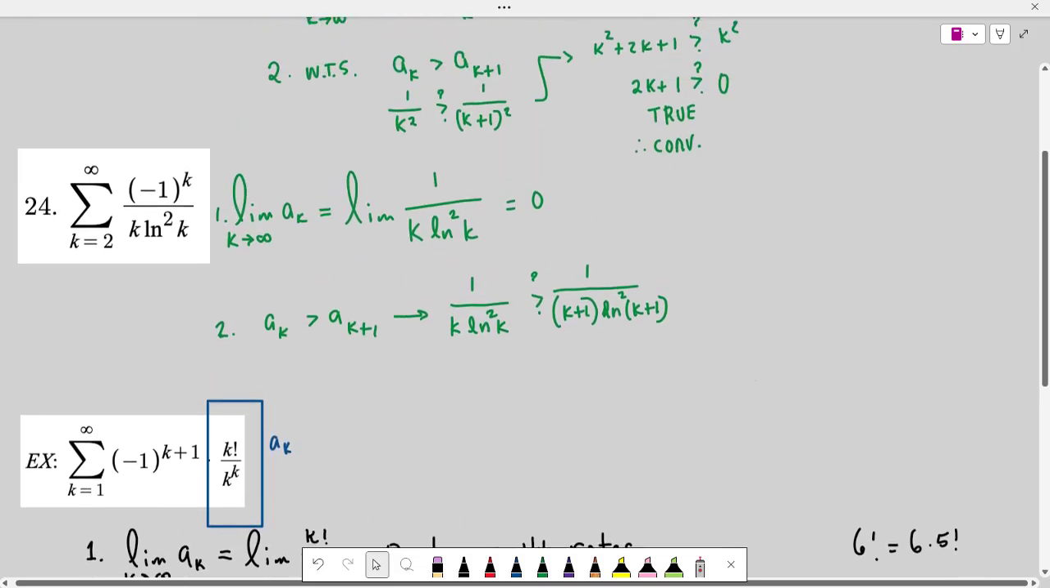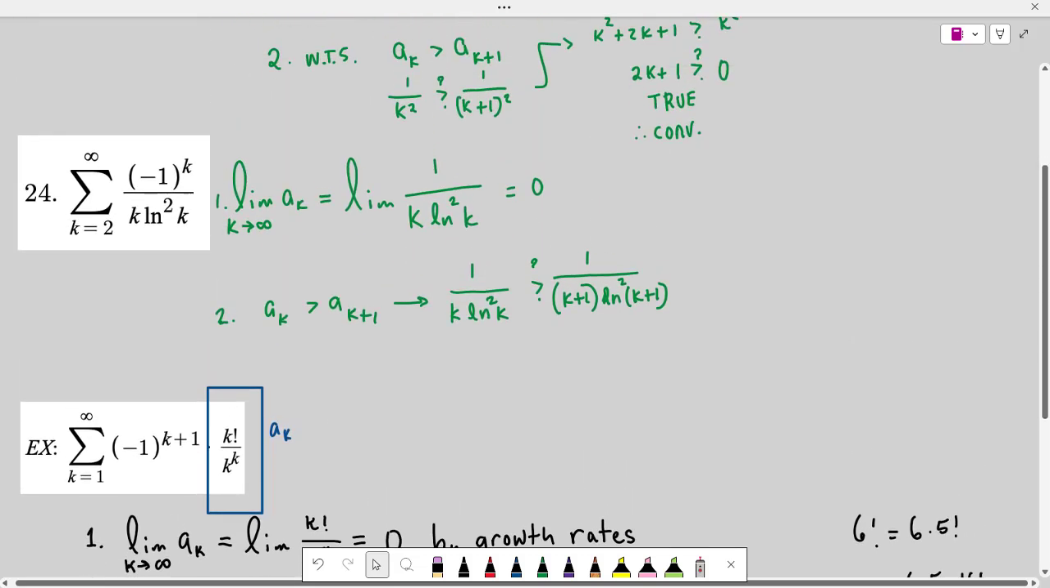Let's take a look at this one up here that we didn't quite finish last time. So let's see, where were we? Same idea. Step 1 is to take the limit of a sub k, and a sub k again is everything except the switch. That's clearly 0 because the denominator is going to infinity and the numerator is a constant, so the fractions must be getting closer and closer to 0. And then the second step was to show that this is a decreasing sequence. So there's our a sub k, again everything but the switch. Then we replace all the k's with k plus 1. So that's where we're at.